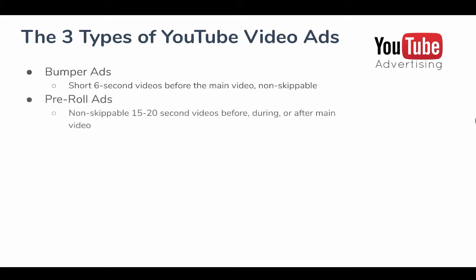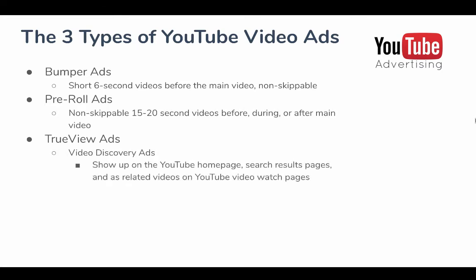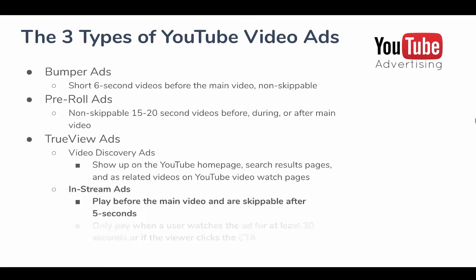Then we have the pre-roll ads, which are non-skippable, 15 to 20-second videos that come before, during, or after main videos. And then we have TrueView ads. And there's actually 2 types of TrueView ads. First being the video discovery ads, which show up on the YouTube homepage as well as the search results and related videos. And then we have in-stream ads, which are the ones we're actually going to be talking about today. And these play before the main video, and they're skippable after 5 seconds.